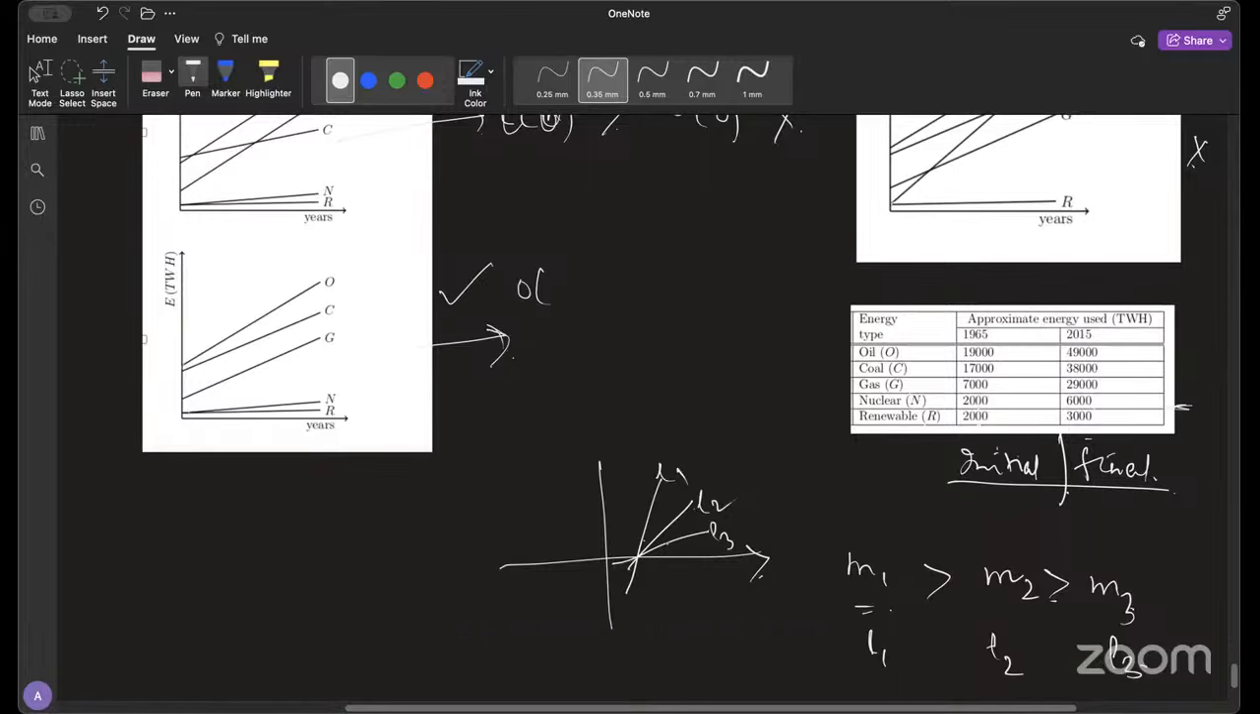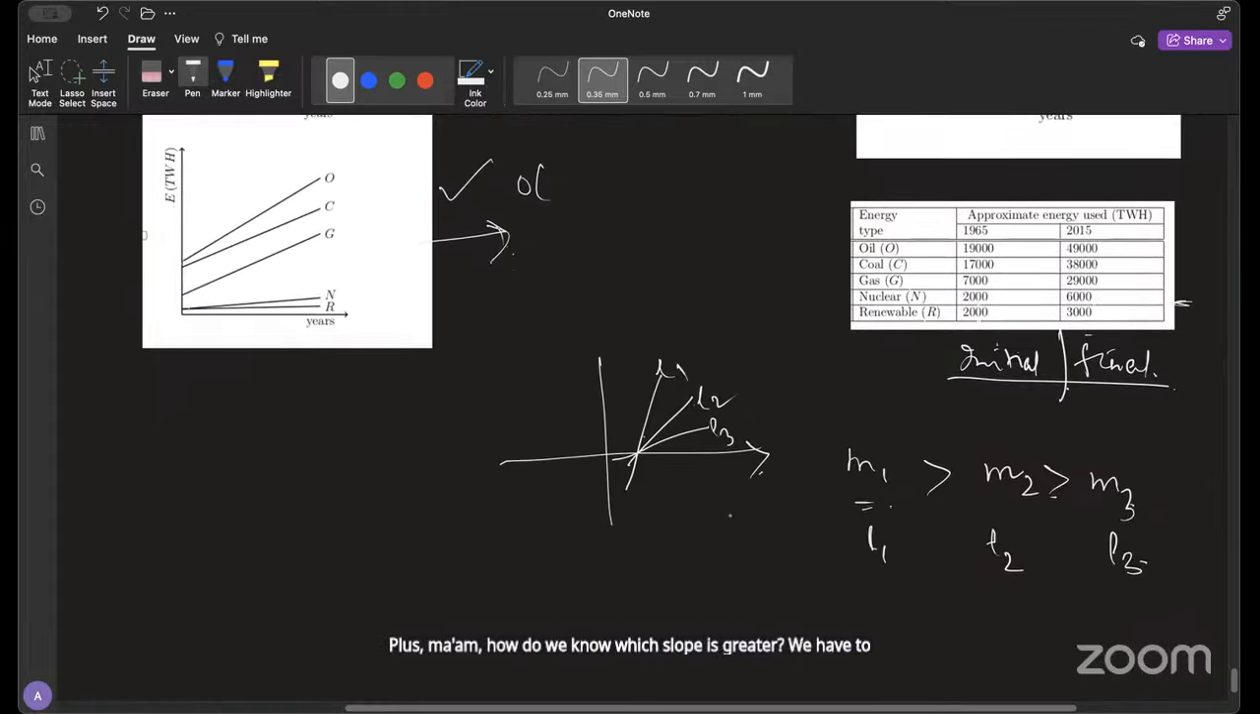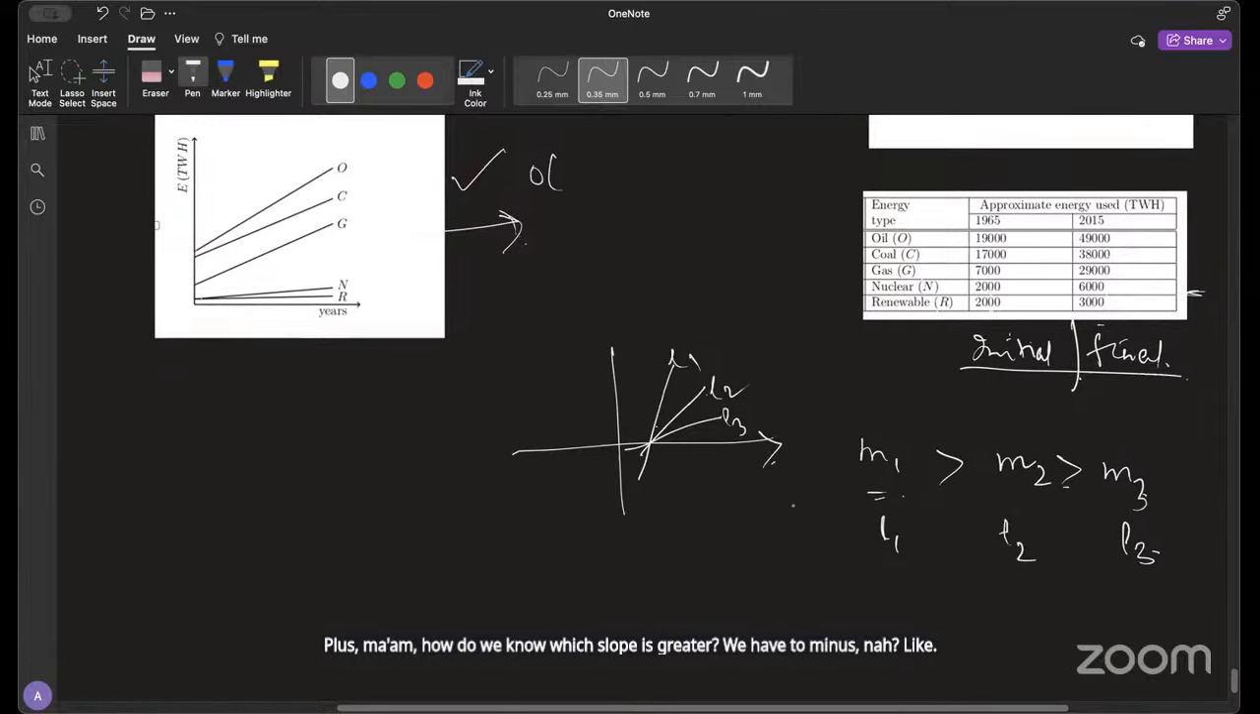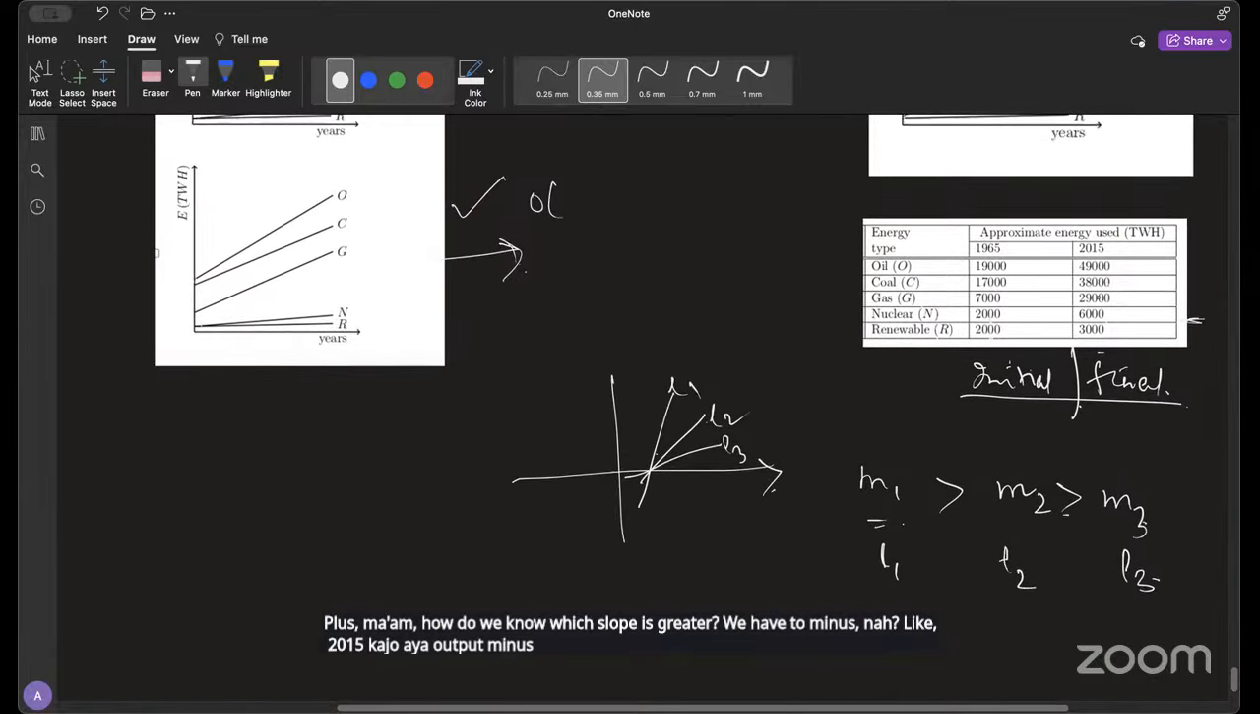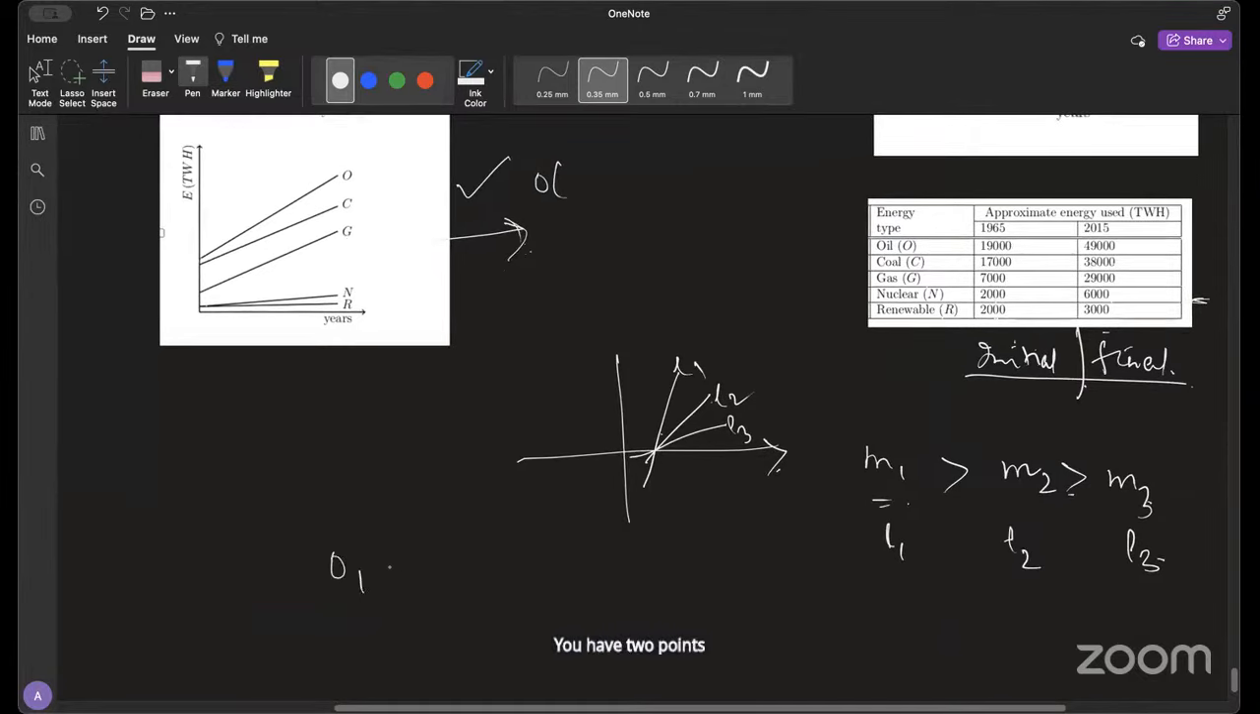Ma'am, how do we know which slope is greater? We have to subtract, right? Like the output of 2015 minus 1965. You have 2 points. Yes, ma'am.